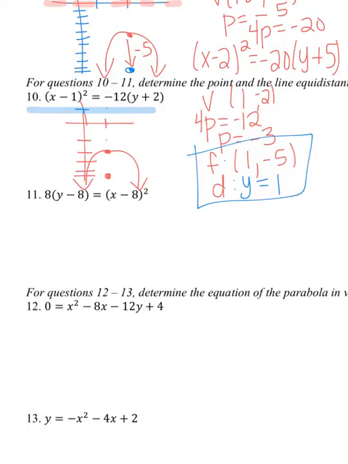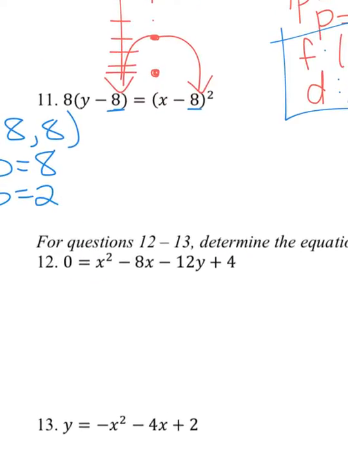But remember, this one is flipped around. The vertex for this is (8, 8). 4p is equal to 8, so p is equal to 2. So this parabola is going to be concave up. So when I draw this, I am right here at (8, 8). That's the vertex. We are concave up because p is positive.